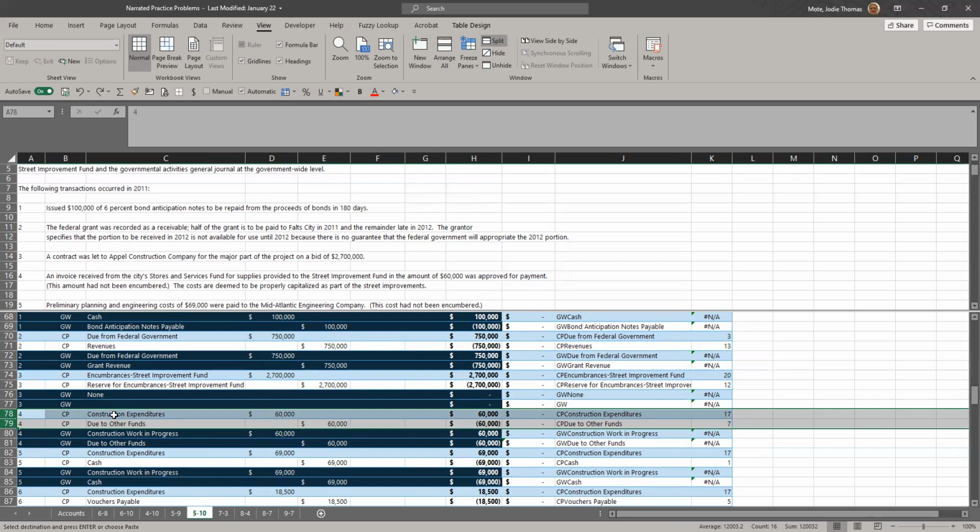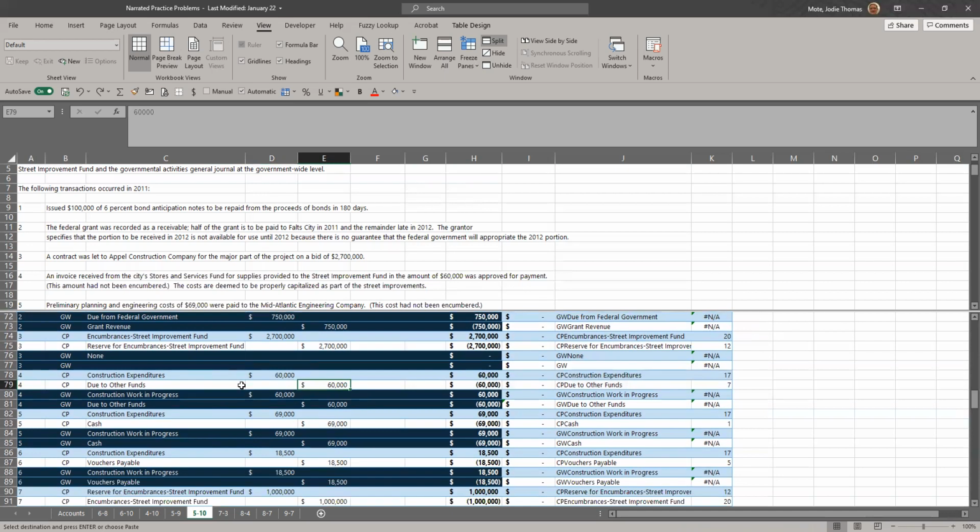That's the end account that all these transactions are going to work their way through, construction expenditures. Due to other funds, this is not like a vouchers payable. It's a separate type of payable account that's just for when you're having transactions between other funds in the same government. In this case, here's where, again, you're starting to see the differences between capital projects and the government-wide. The government-wide governmental activities journal looks almost just like a for-profit business. You are capitalizing the 60,000 as a debit.